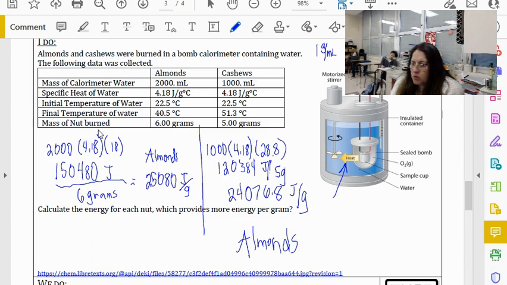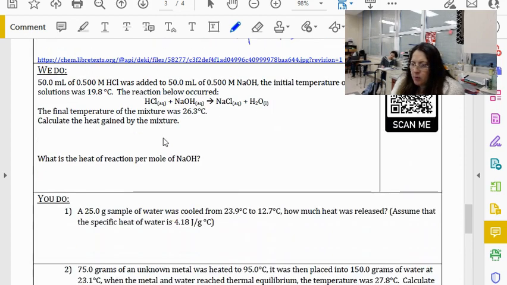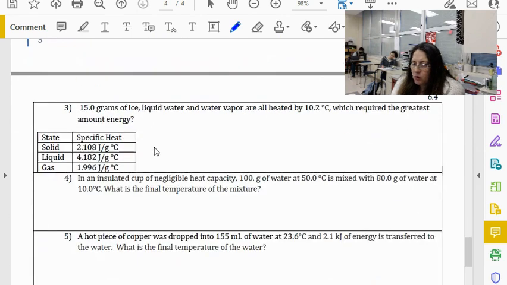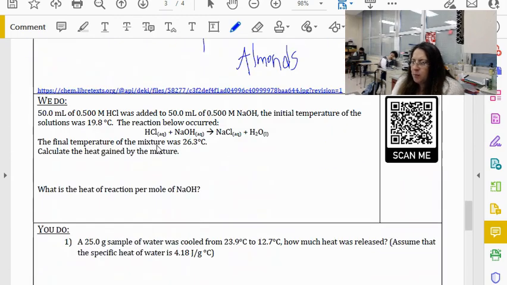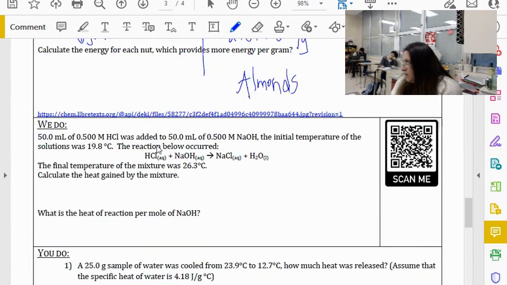All right. So you guys have some problems to do. You've got this one to do as a class together. You guys can work on these together as well. And then you have some other specific heat problems. All of these, 15.4 and 15.4a in your packet are all due on Monday.